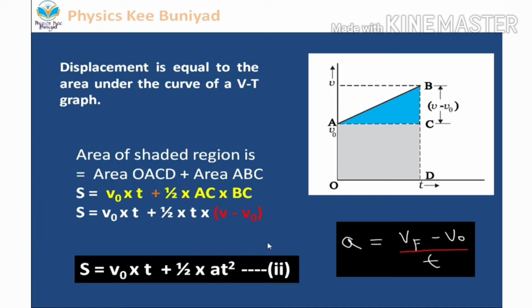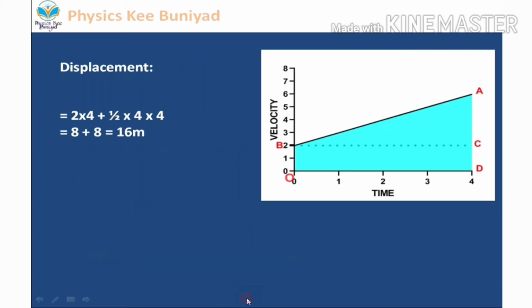So in this way you can calculate the displacement from a velocity time graph. This is the second equation, and if you know the values of these terms, then you can easily calculate by putting the values in this equation.